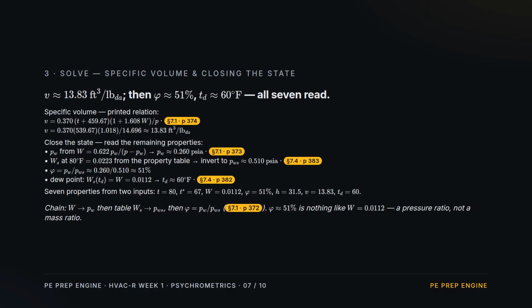Solve. Part 2. Specific volume from its printed relation, about 13.8 cubic feet per pound of dry air. Now close the state, back the vapor pressure out of the humidity ratio relation. Pull the saturation humidity ratio at 80 degrees from the property table and invert it for the saturation pressure. And their ratio is relative humidity, about 51%. Dew point is the temperature where the saturation humidity ratio equals ours, about 60 degrees. 2 inputs, all 7 properties.